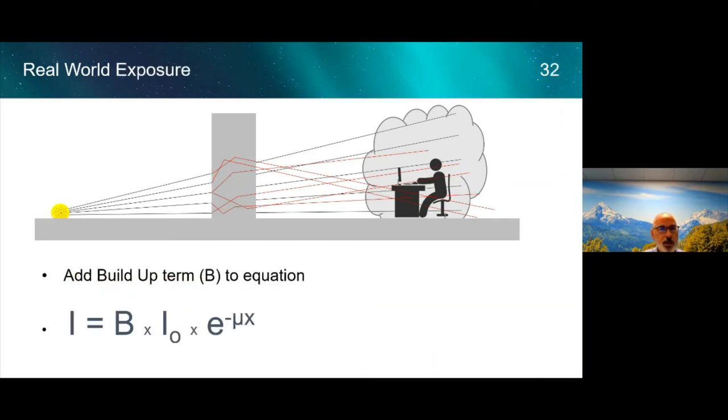We can take account of this thing called buildup by adding a term to our earlier equation. We add the letter B for buildup, and buildup is a function of thickness. So the thicker the shield, the greater the buildup. The higher the atomic number of the shield, the amount of buildup tends to reduce, and the lighter the atomic number of the shield, buildup tends to increase. Higher energies tend to have less buildup, lower energies tend to have greater buildup. Thicker shields tend to have greater buildup as well.